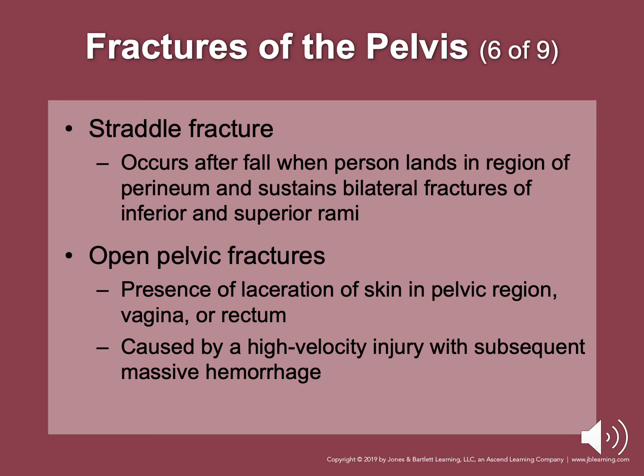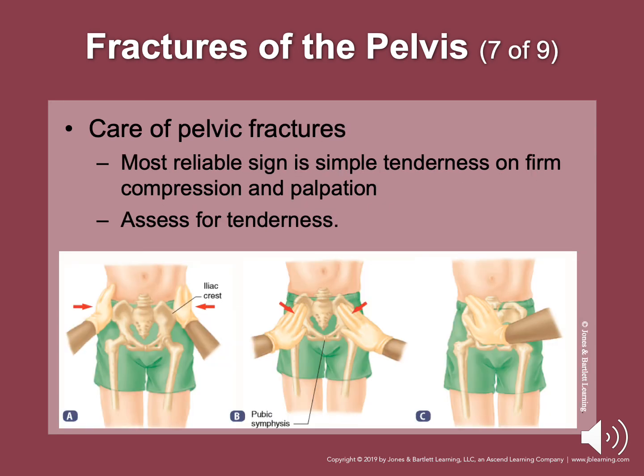Assess for tenderness. Place the palms of your hands over the lateral aspect of each iliac crest. Apply firm but gentle inward pressure on the pelvic ring. When the patient lies supine, place your palm over the anterior aspect of each iliac crest. Apply firm downward pressure and use your palm to firmly but gently palpate the pubic symphysis.